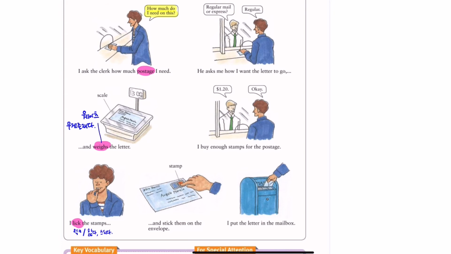"Regular mail or express?" "Regular." He weighs the letter. I buy enough stamps for the postage. "$1.20." "Okay." I lick the stamps and stick them on the envelope. I put the letter in the mailbox.